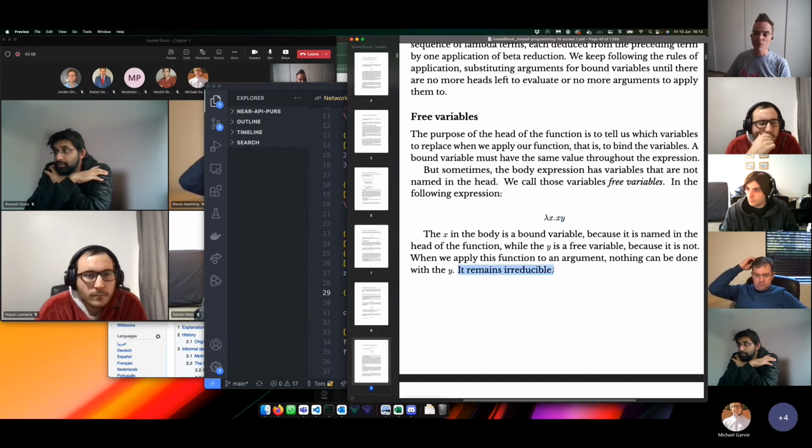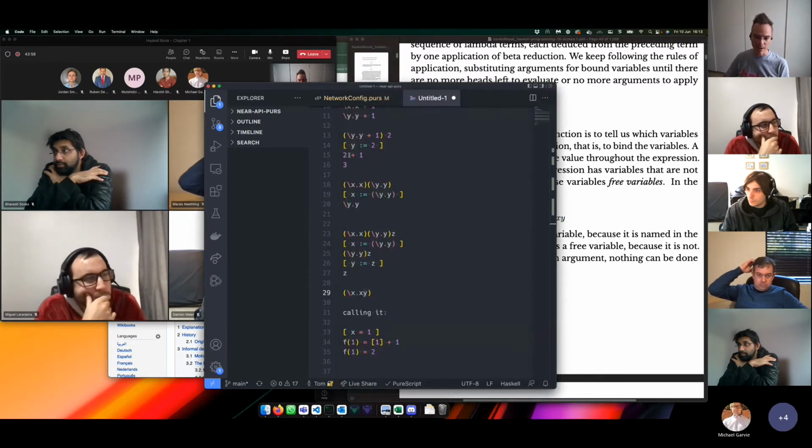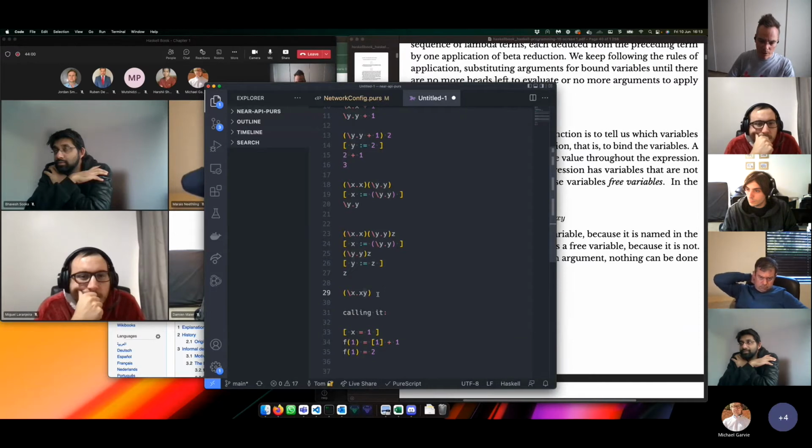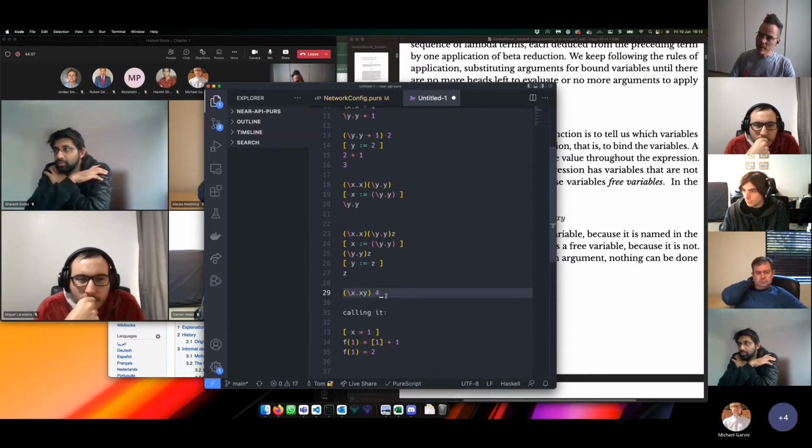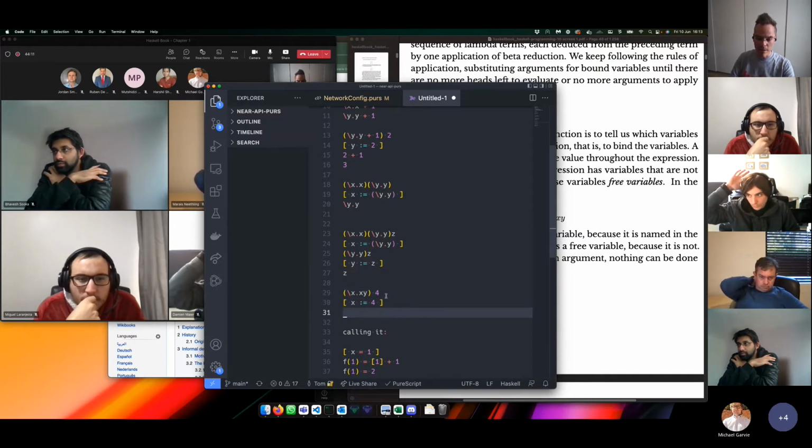It remains irreducible. Brilliant. Yes. Quite like, does it make sense? It remains irreducible because if I take this function and I execute it, or I reduce it with 4, we would go like, yes, x equals 4. Great. So we would take that thing up.